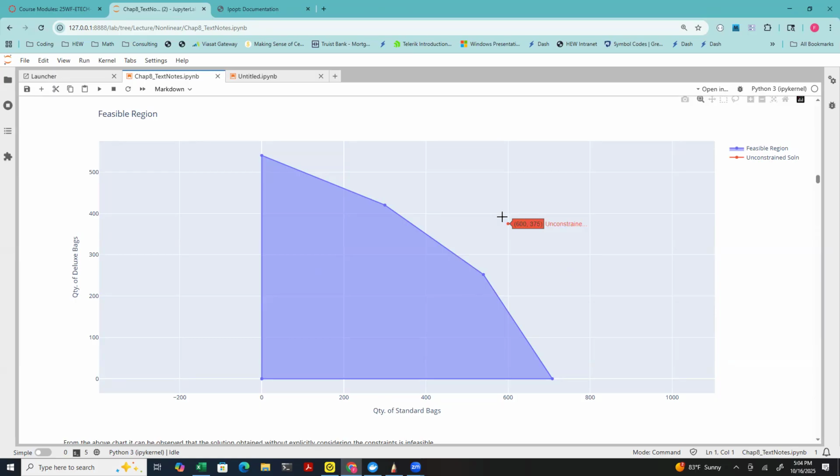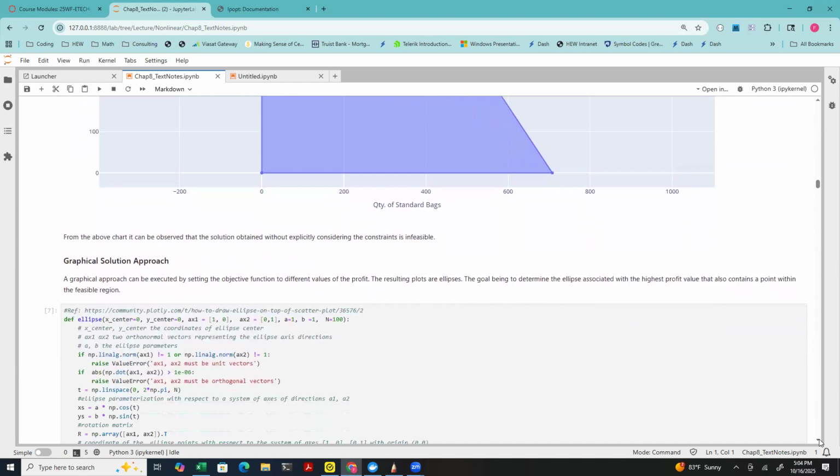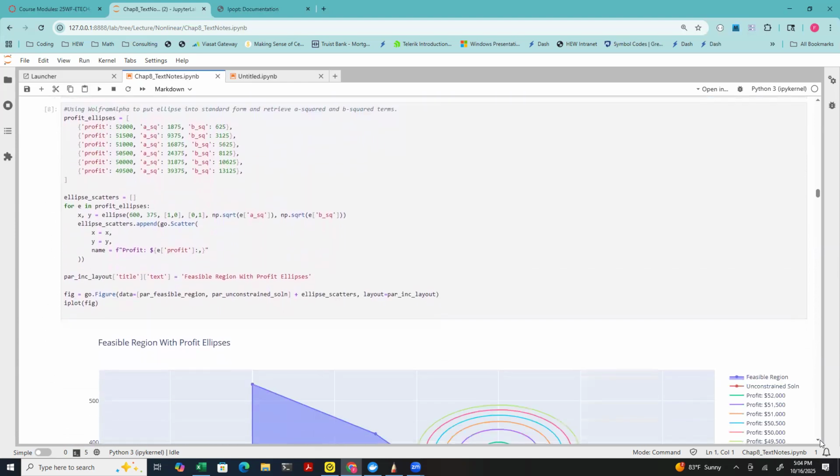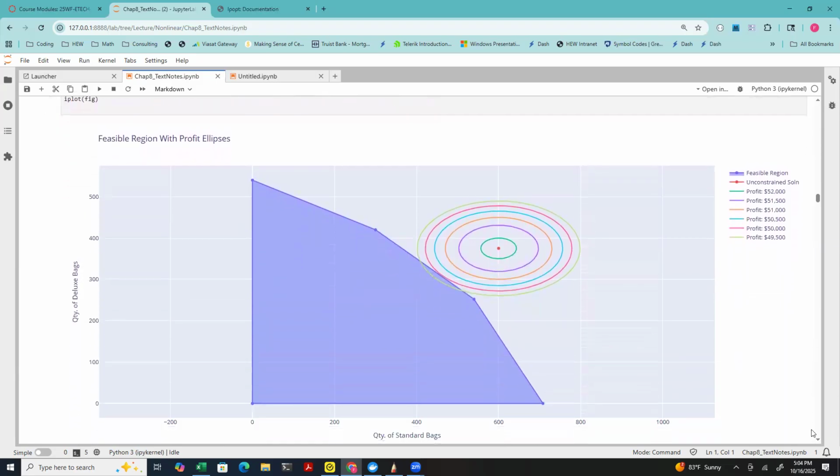So what did we do last time that we were at the graphical solution steps back in chapter 2? We started picking values for the objective function and plotting those and seeing how those interacted with the feasible region. Back in chapter 2, everything was linear, so those were nice straight line segments. Now that we're in the nonlinear realm, we're not going to be having nice straight line segments. In this case, we're actually going to be having ellipses. And so we've got some code here that basically draws the ellipses. And we end up with something like this.